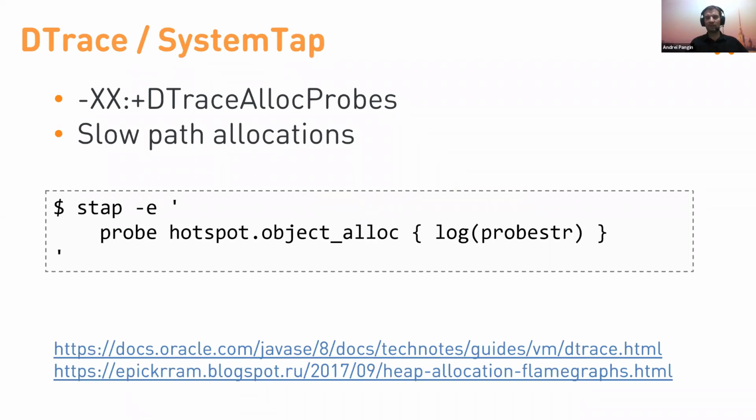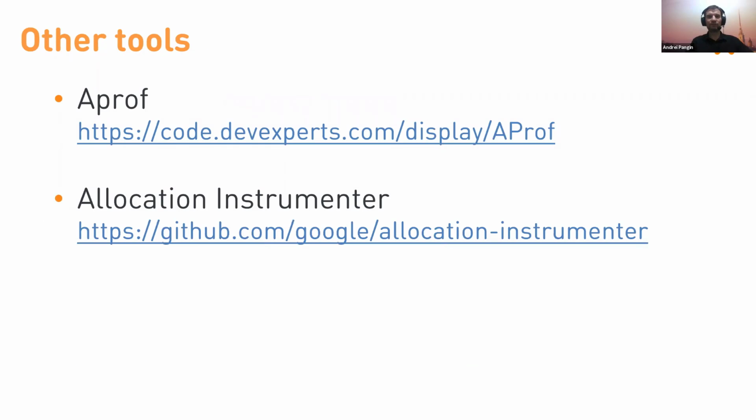One more way to profile allocations in HotSpot is using a special gtrace probe. I'm not sure that it's still actual for modern JDKs, probably not, but at least in JDK 8 it was possible to do that. There are a couple of blog posts. You may check how to do that. But the downside of this approach is that all allocations are done in a slow path, calling into the VM runtime. Again, big overhead.